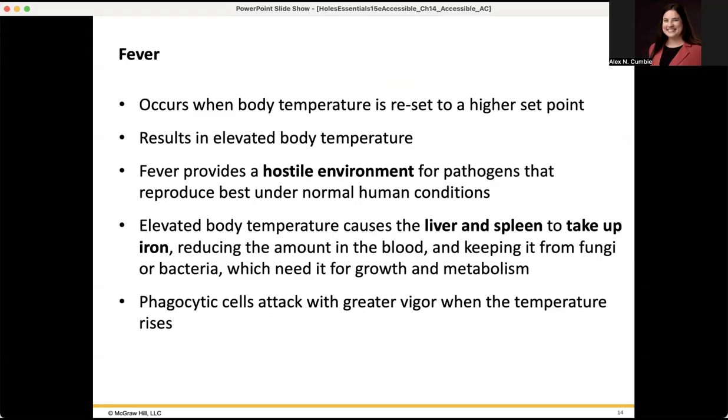Unfortunately, that hostile environment is also going to be hostile for your own cells. So that is why we cannot have a fever persist for hours and hours and hours, because it will start to hurt the rest of your cells, not just the pathogen. But fever, for an appropriate amount of time, is good for creating a hostile enough environment to kill pathogens or at least prevent them from reproducing quickly.